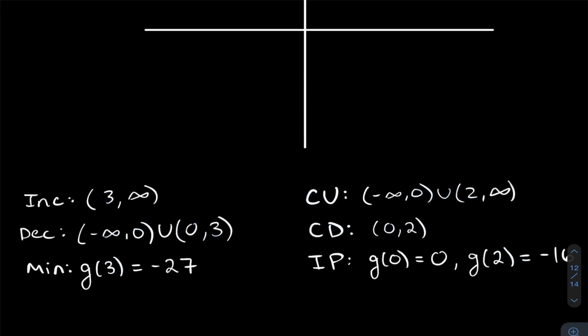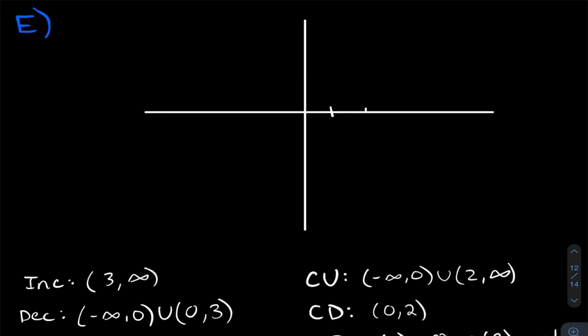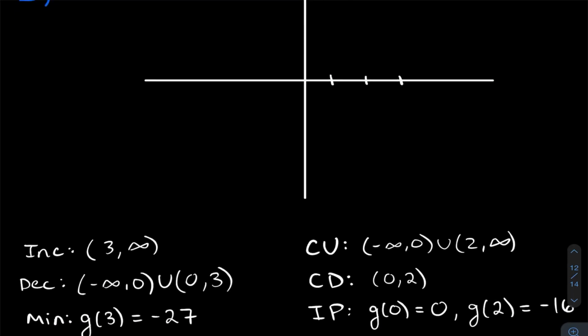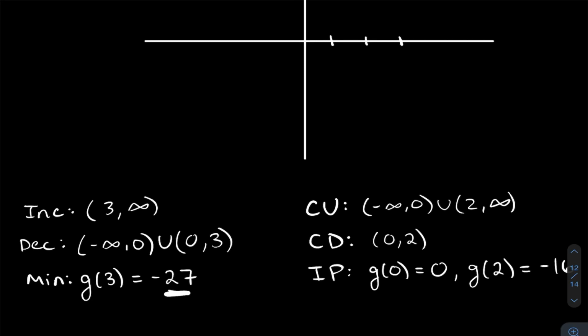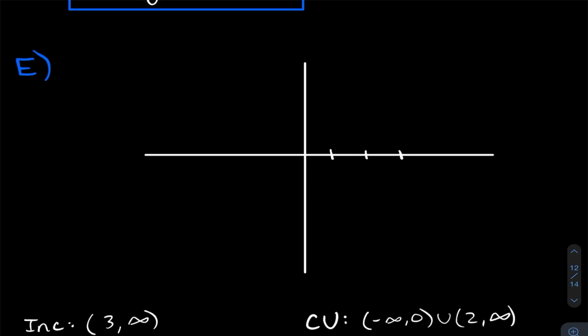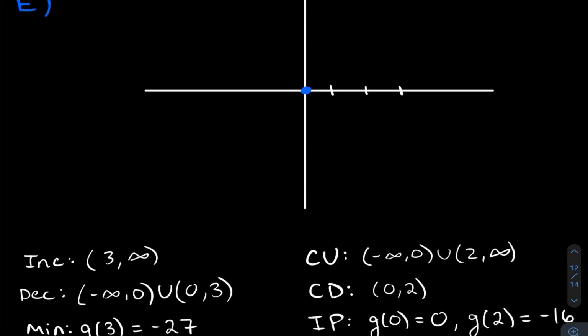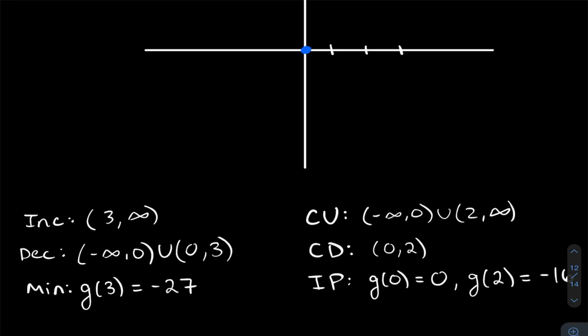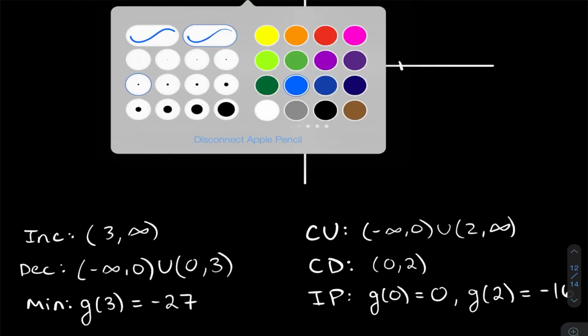Okay, we see a 3, a 0, we see a 2, and so we know that those 3 are the important x values where things are happening to this graph, right? So we can mark out 1, 2, 3. Okay? Now, we can also then mark out our minimum point and our inflection points. So I'll do that now. Can mark out 0. Right, that's an inflection point. And then we have a min at negative 27.